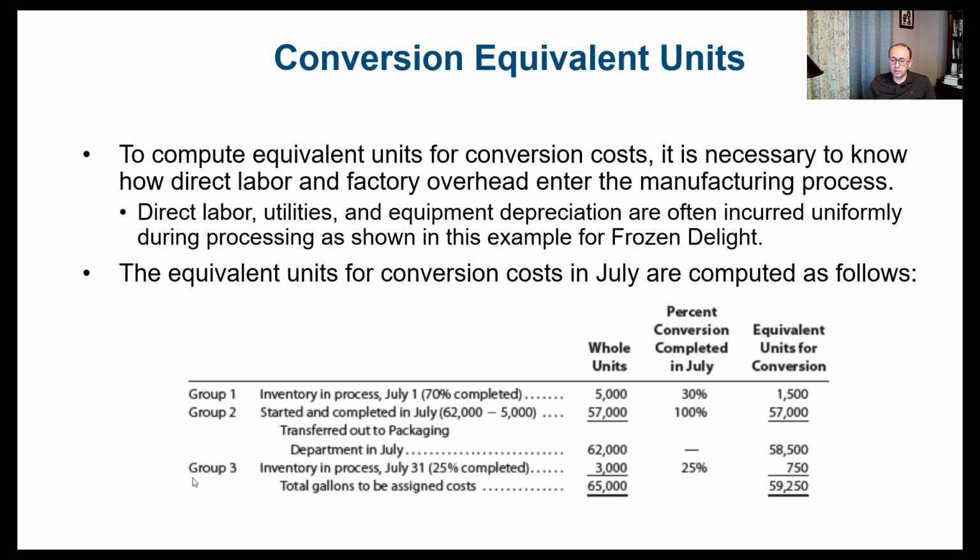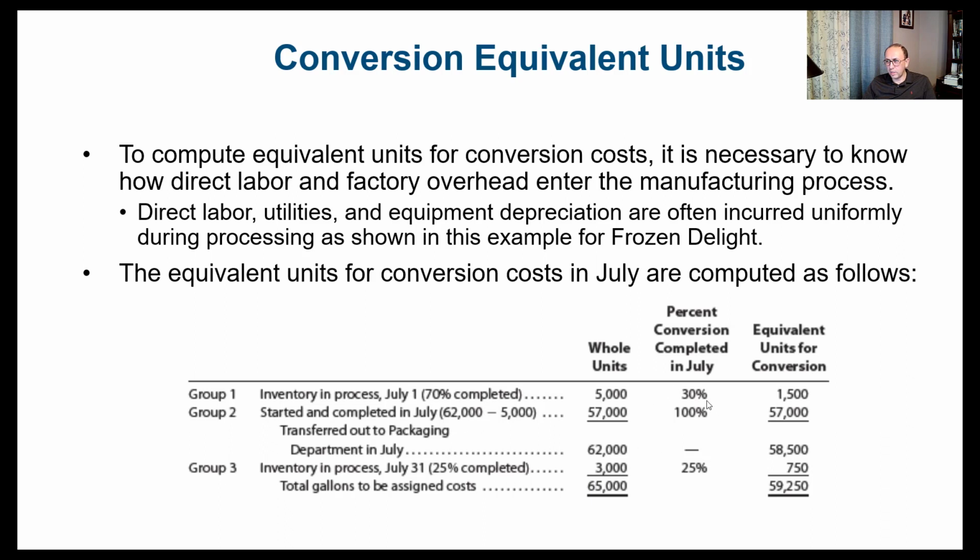The last group is group 3. This is the inventory in process, 25% only completed, and 75% would be completed in August. In this case, we have 3,000 whole units, only 25% completed, and that would be 750 gallons. So keep in mind, we multiply 25% for what was completed.